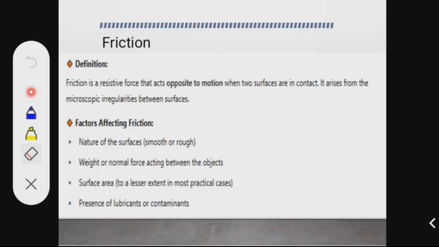But grind that same ball of chalk to powder, that is, make it have more surface area, and rub it across that same surface. You see how smoothly it will move. So this is how surface area affects friction.